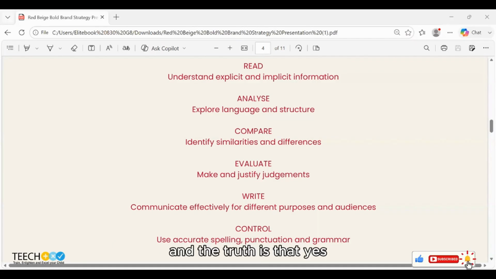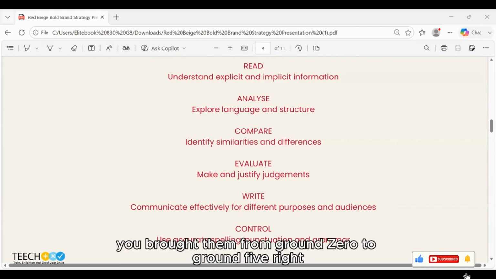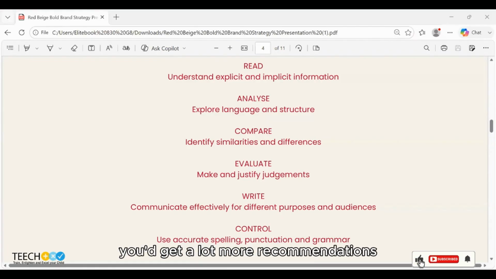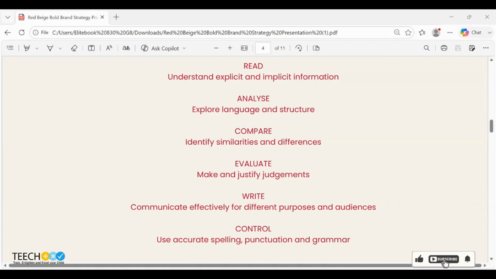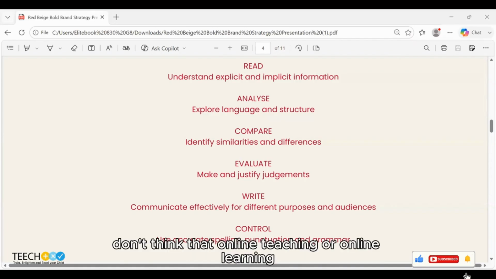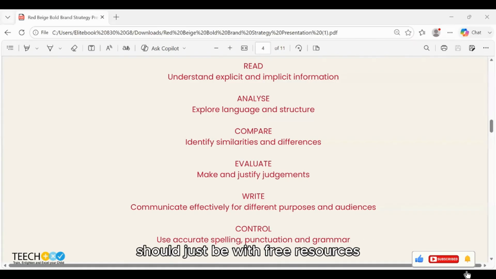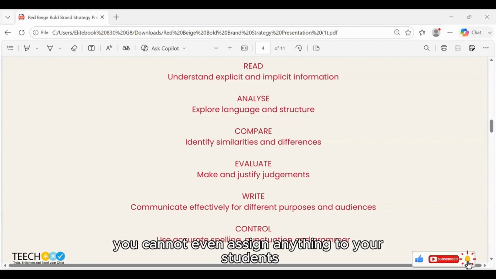And the truth is that, yes, maybe you might be looking at it now and it might be costing a lot. But by the time you've used these resources for 1 or 2 students and you've brought them from ground 0 to ground 5, you get a lot more recommendations. You'd make that money back. So don't think that online teaching or online learning should just be with free resources. You wouldn't really go far. I think that's it. Because in fact, with the free resources, you cannot even assign anything to your students.